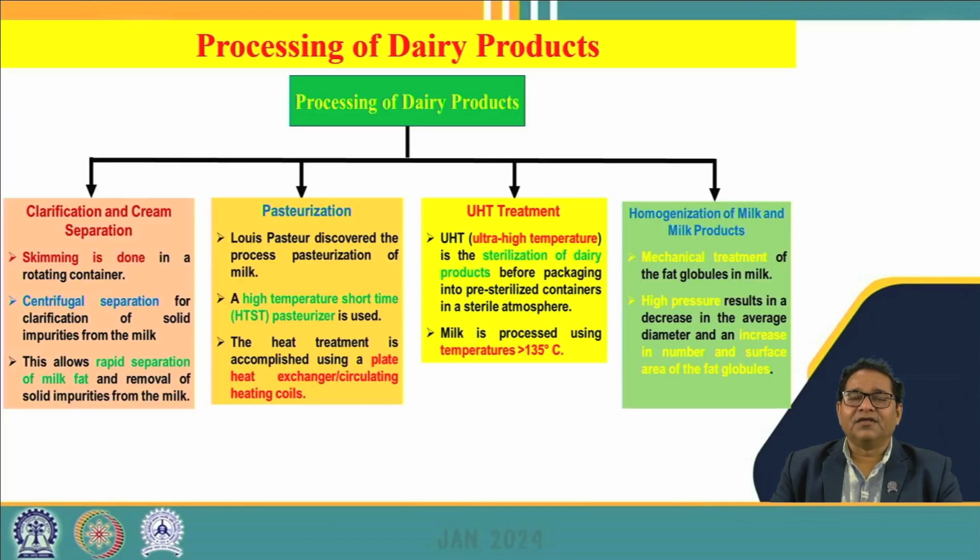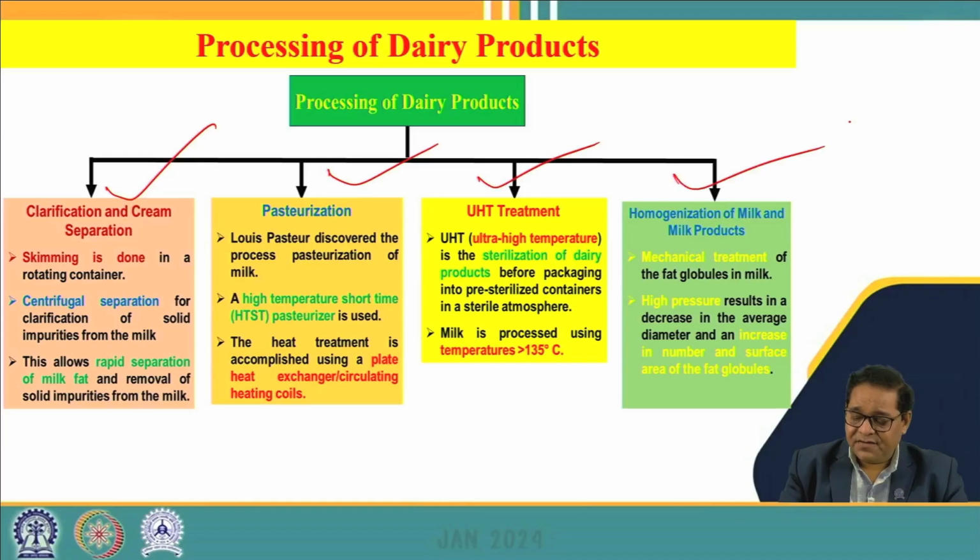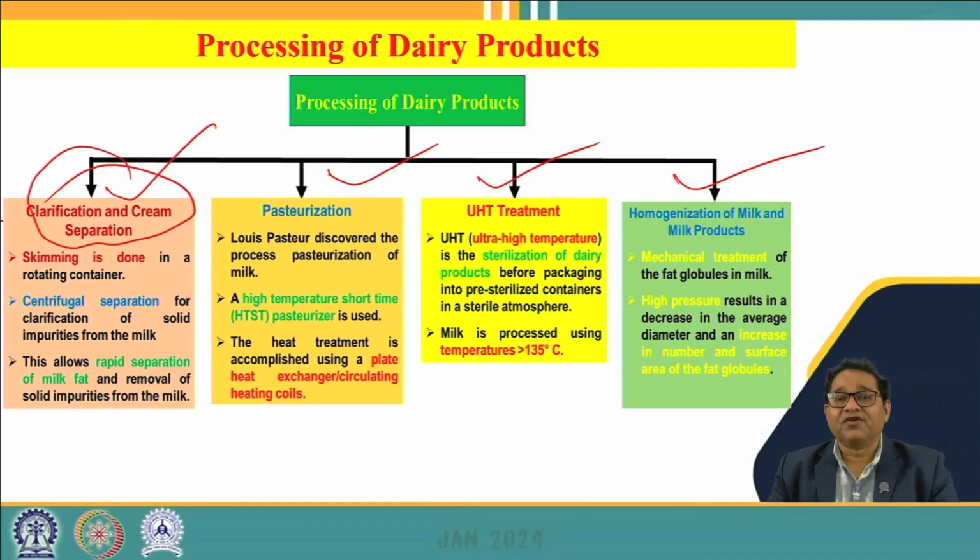And then let's see how these dairy products are processed. These are the major four processes that take place in the dairy, the first being clarification and cream separation. So the first process, clarification and skimming, is done in a rotating container. When this is rotated at a high speed, whatever butter and cream is contained in the milk gets separated from the rest of the milk, so they are taken out.